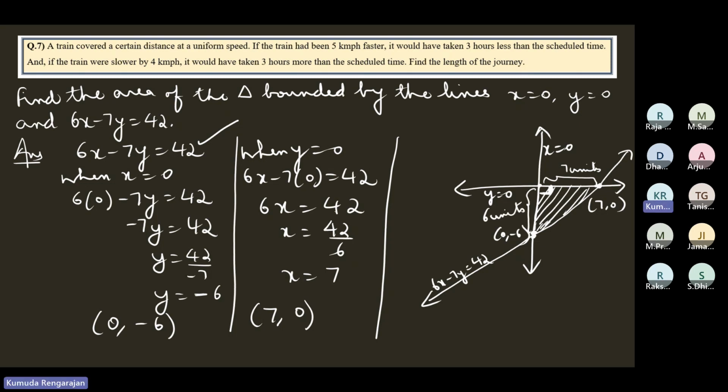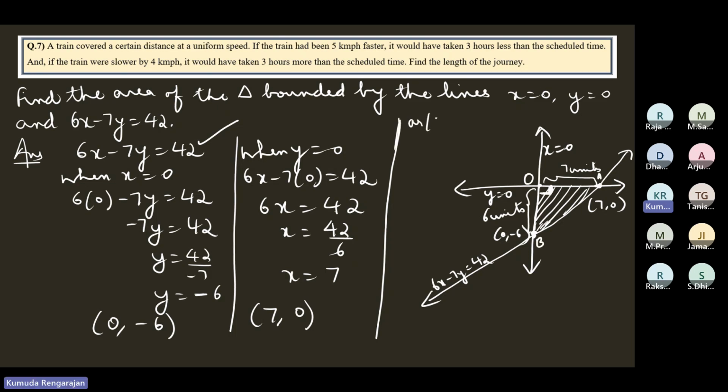Anything, you can take 6 units as the base and 7 units as the height, or you can take 7 as the base and 6 as the height, anything. So, area of the triangle. This is the origin O. You can name these points A and B. So your triangle is called AOB.